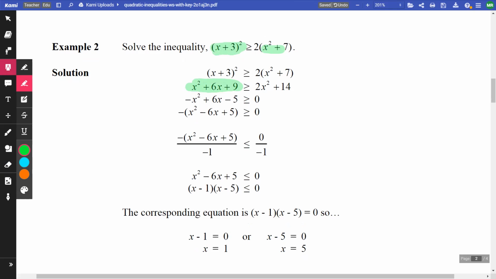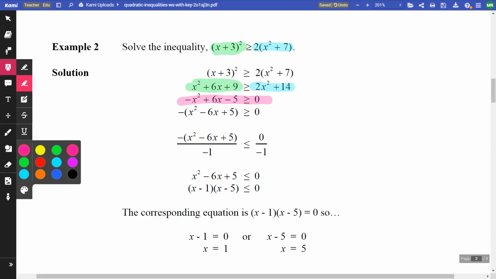They also had a perfect square trinomial on this side, with a 2 in front of it. Actually, no, this one wasn't a perfect square trinomial. I apologize. That's not a square on the outside. We're just going to distribute that 2, so they distributed that 2 here. Then you'll notice they got everything on one side, 0 on the other side.